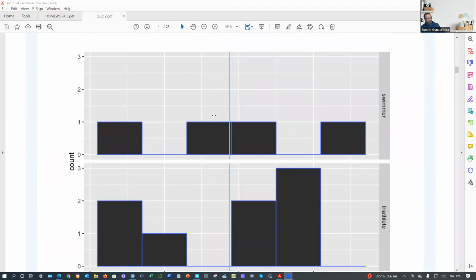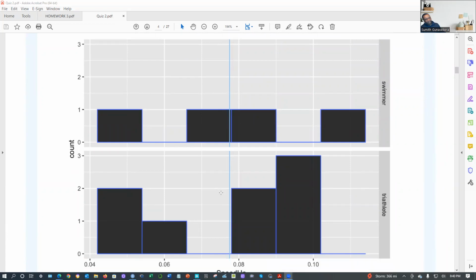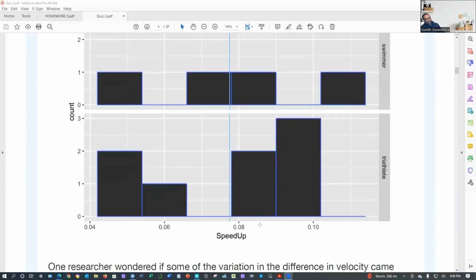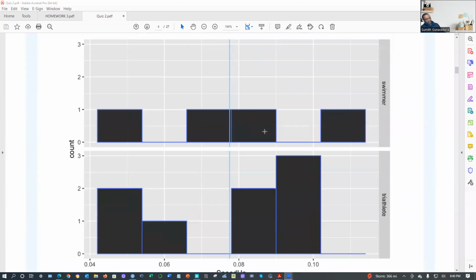How are you going to measure the average? Look at this average. Okay, this is the center. From the center, on this side, how many people do you have? One. Speed up is how much? One person. This one? 0%. So another person.